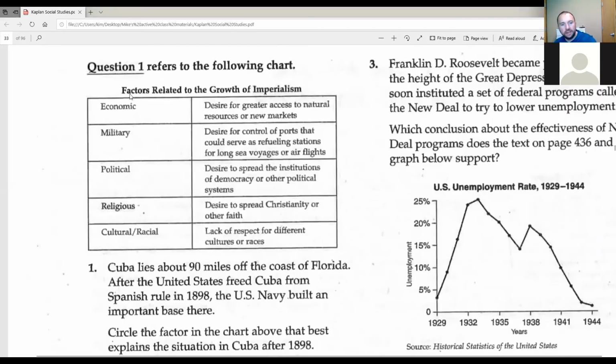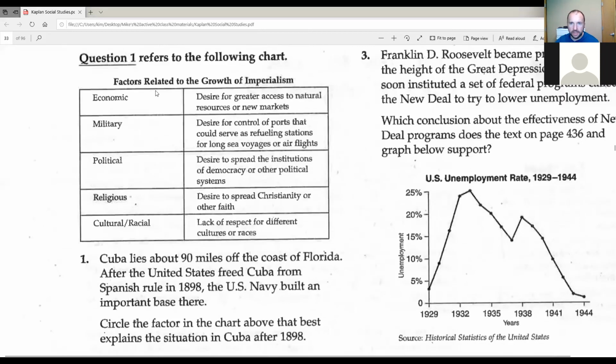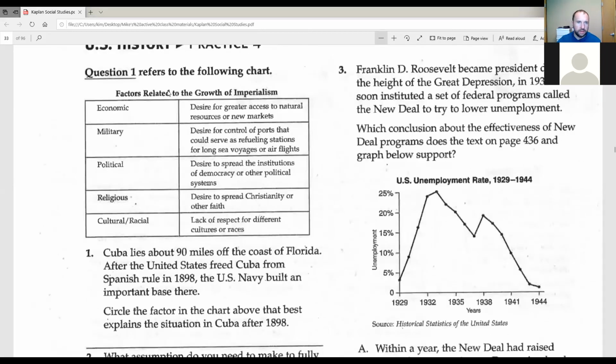I apologize. All right, so number one refers to this chart. So the title of the chart says Factors Related to the Growth of Imperialism. And again, remember, imperialism is a stronger nation extending control over a weaker nation. So these are all the different ways, right, that a stronger nation can control a weaker nation. So economically, militarily, politically, religious, or cultural.